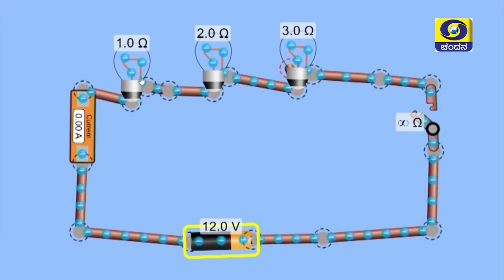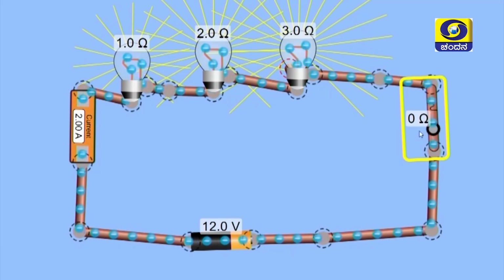Children, in this circuit we have connected 3 electric bulbs in series, and we are observing that the resistances are 1 ohm, 2 ohm and 3 ohm. That means we have connected 3 resistors in series, and the potential difference that we have given is 12 volt, and the ammeter, the current that we are observing is 2 amperes.